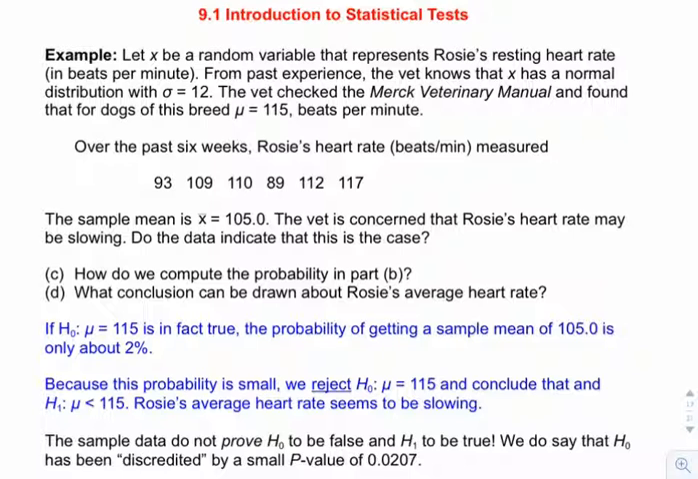So we're not proving whether the null hypothesis is true or false. We just have enough information to conclude that we are going to discredit it, that we will reject it. Because we only have a 2% chance of getting this value randomly, we think that's really small, so we're going to reject our null hypothesis.